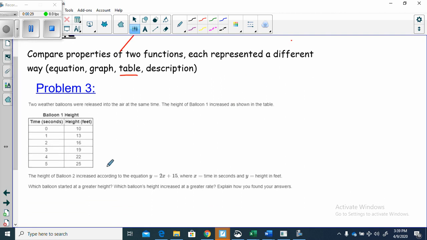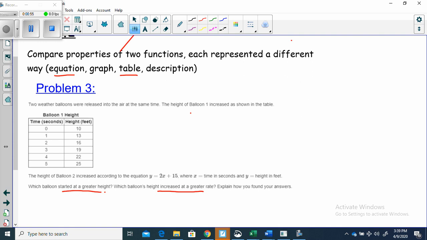The height of balloon 2 increased according to the equation. So we've got an equation. We're comparing a table and an equation. The height of balloon 2 increased according to this equation, where x is time in seconds, y is height in feet. Which balloon started at a greater height? Which balloon increased at a greater rate? So we're talking about the rate of change, and we're talking about the initial height, the initial value, right?